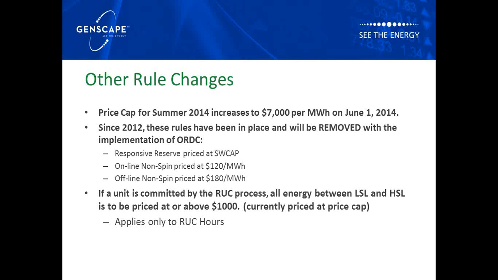And then if a unit is committed by the RUC process, all energy between the LSL and the HSL is to be priced at or above $1,000. Currently, if you're RUC'd on, energy between that is priced at price cap. And this applies only to RUC hours, so if you continue to self-schedule your unit, you just go back to your regular curve.